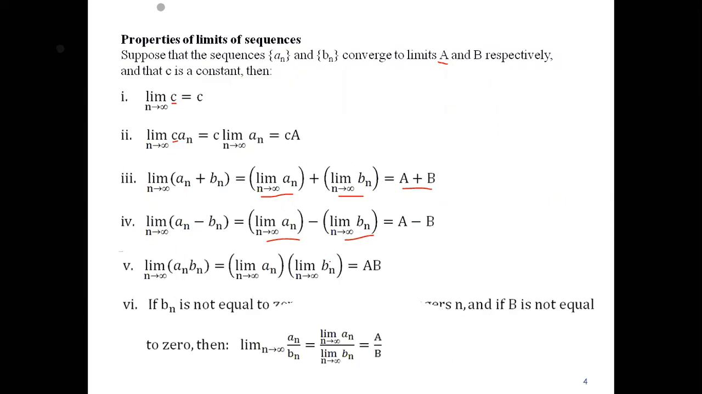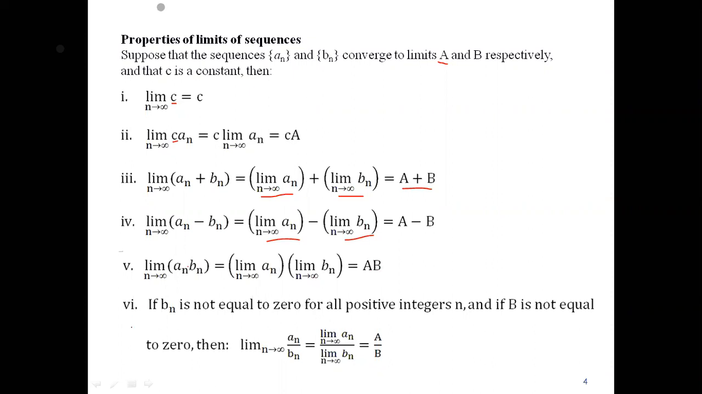Then we move to the fifth, which is about the product. If you are to find the limit of the product of the two sequences mentioned above as n approaches infinity, this is the same as multiplying the limits of the two sequences as n approaches infinity, which is just A times B.